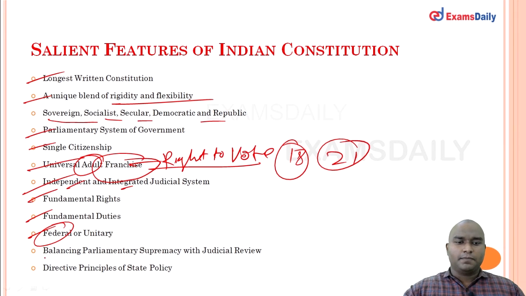And then balancing the parliamentary supremacy with the judicial review. Finally, we are going to enter into the directive principles of state policy, that is part 4. Okay, shall we enter into the class?